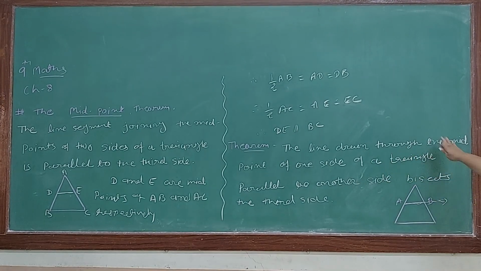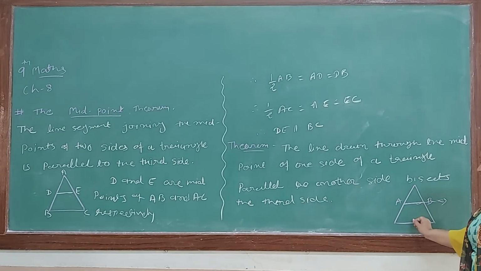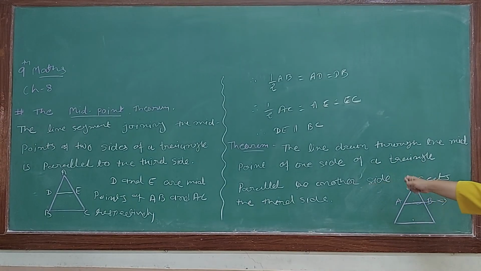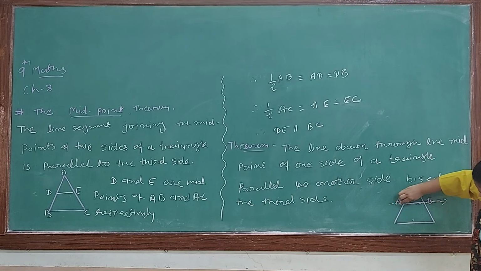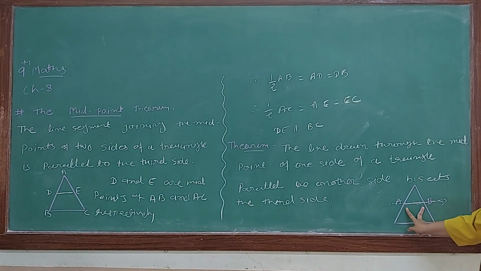if the line goes through the midpoint, here A and B are both midpoints, of one side of a triangle, parallel to another side, it bisects the third one. Now this line will bisect. That means it will divide. See, if you extend this AB on both sides, it will bisect. Bisect means divide into equal parts. If such a diagram is there, that means it is a bisect.